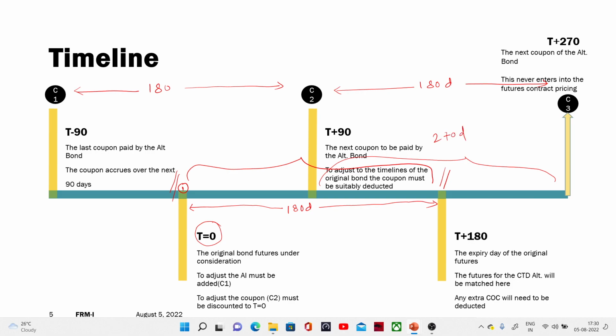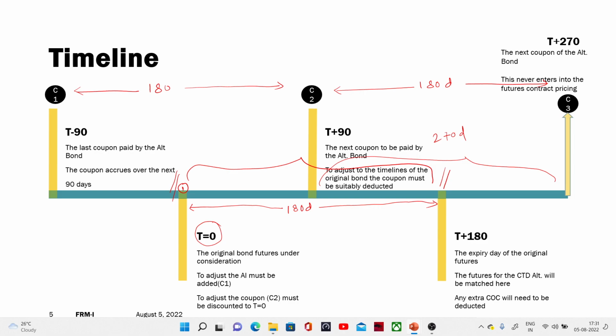But the original contract must terminate at 180 days, right? So these are understandable. So let's just read out the definition. So we are coupon number 1 here, coupon number 2 here, and coupon number 3 here. In case of coupon number 1, as I said, this was the last settlement. That's the last coupon paid by the alternate bond.